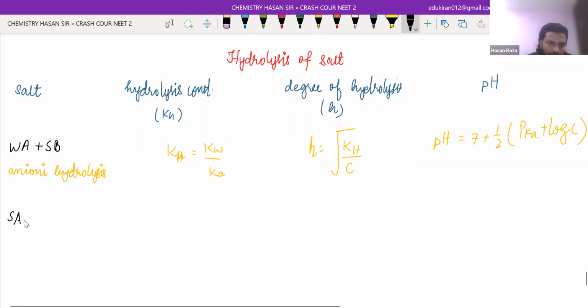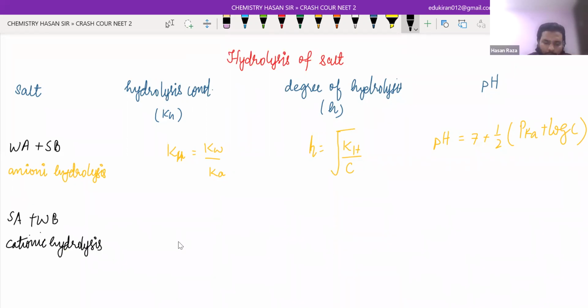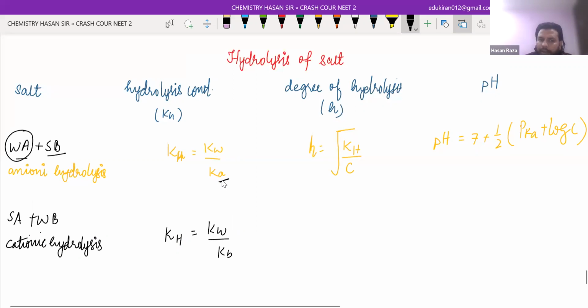And if you have a strong acid and weak base, then the solution will be acidic, and we can call it cationic hydrolysis. Since it is acidic in nature, H plus is there more. Here the hydrolysis constant Kh will be equal to Kw upon Kb. Basically, whichever of the acid or base is weak, that constant will come in the denominator. Like you can see, acid is weak, so we use the acid dissociation constant in the denominator.